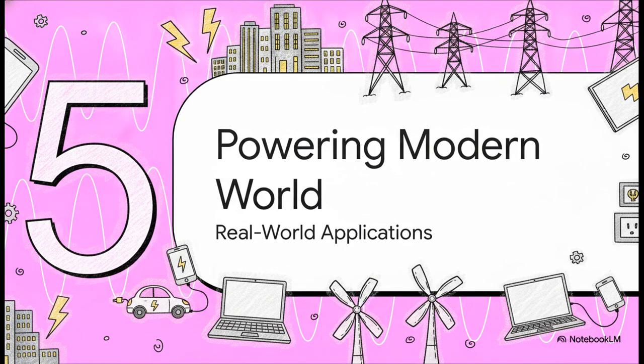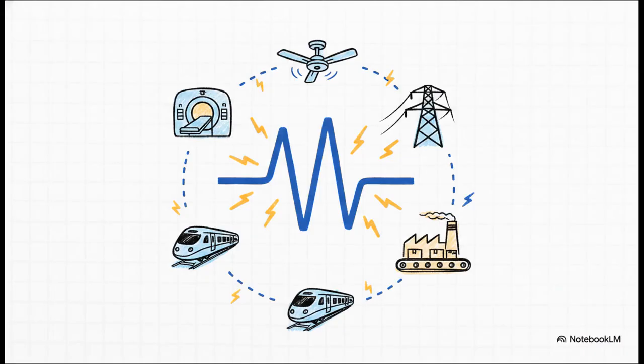Section 5, Powering the Modern World. Let's step out of the classroom for a second. Because the voltage is so easily manipulated by transformers, AC is the undisputed backbone of our global infrastructure. It's the electricity powering your ceiling fans and microwaves.